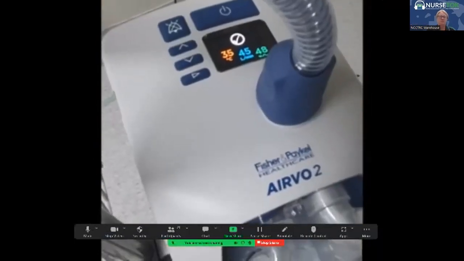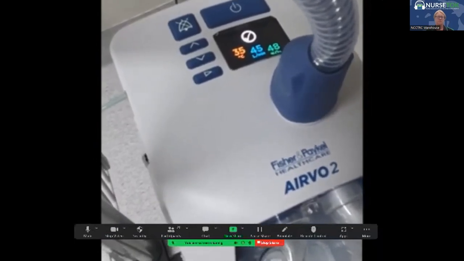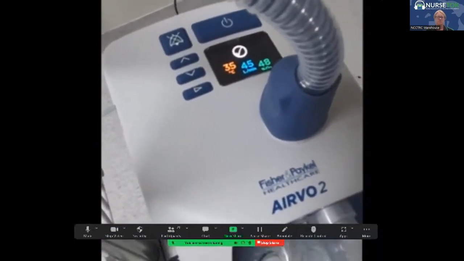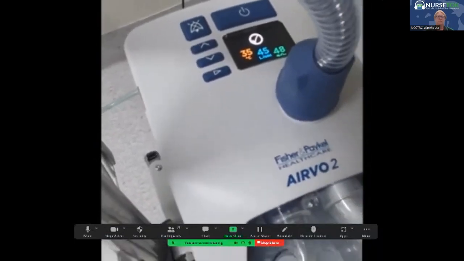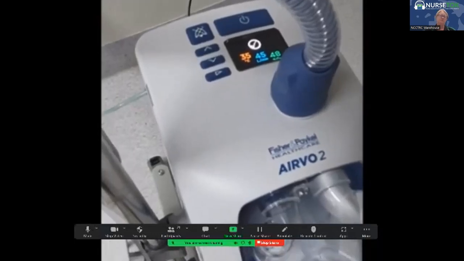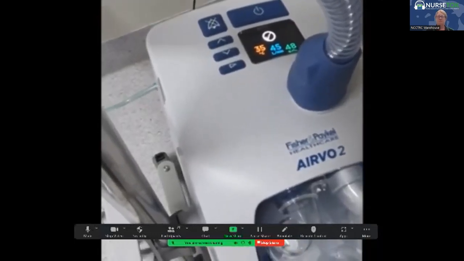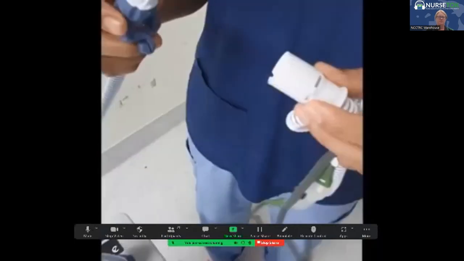Step 5, while waiting for the machine to warm up, place the patient interface on. Ensure that the interface is free from touching the patient's ears. Step 6, wait for the ready-to-use symbol, arrow, to appear on the screen. Now connect the patient interface to the heated breathing tube. Push both tubes together until you hear a click.